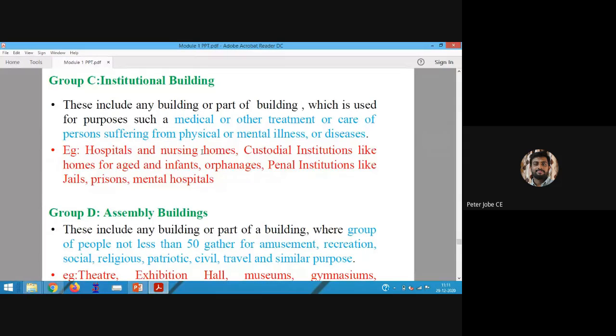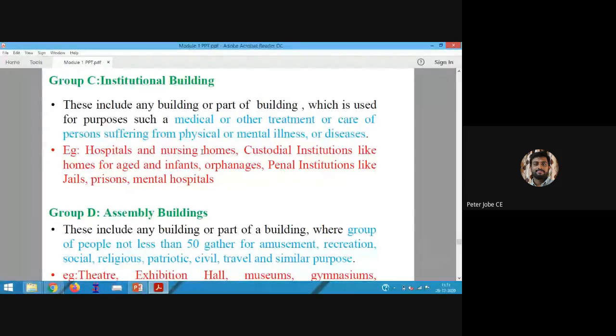So you can see the examples are hospitals and nursing homes, custodial institutions like homes for aged and infants, orphanages, penal institutions like jails, prison, mental hospitals. So all those things will come under this institutional building category. This is known as group C.